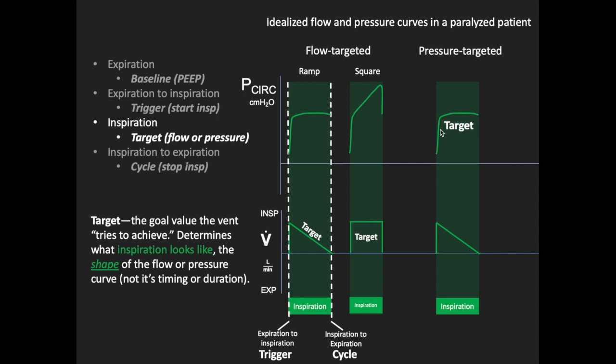There is no real ramp waveform in pressure targeting. It's really just a square wave shape. So how does that actually work? How does a vent reach and maintain a pressure target throughout inspiration?